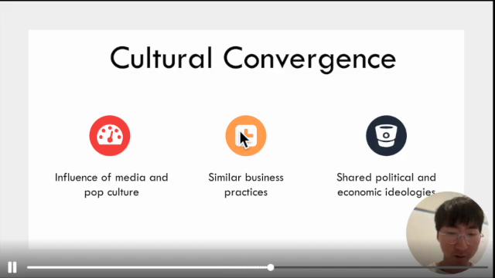And the second is similar business practice. Both countries prioritize free market capitalism, entrepreneurial activity, and innovation. And the third is shared political and economic ideologies. They share democratic principles, and participation in international alliances reinforces cultural alignment.